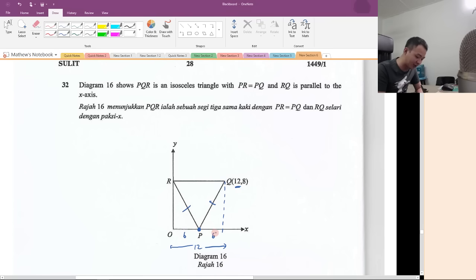So at least I know the coordinate here. This coordinate will be 6, 0, right? And the question says RQ is parallel to the x-axis. So if RQ is parallel to the x-axis, I know this coordinate easily, because this one will be 0, 8.